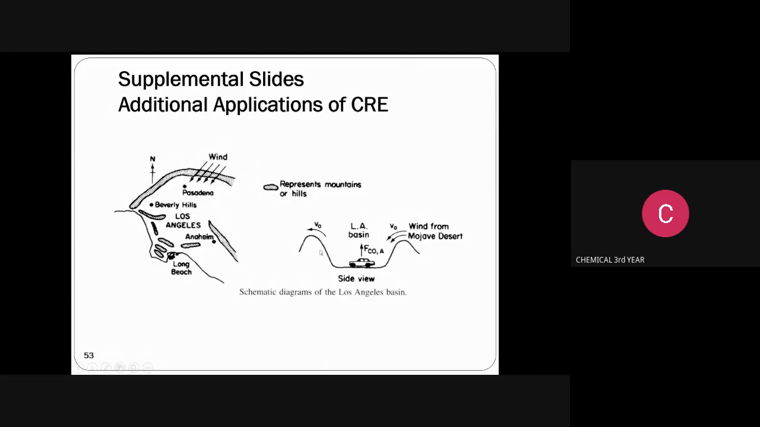In the Los Angeles area, the side view of the Los Angeles basin will change to a representation of hills or mountains. Wind from the Mojave Desert comes directly into the Los Angeles basin, and it finally exits through the basin, explained by using chemical reaction engineering.